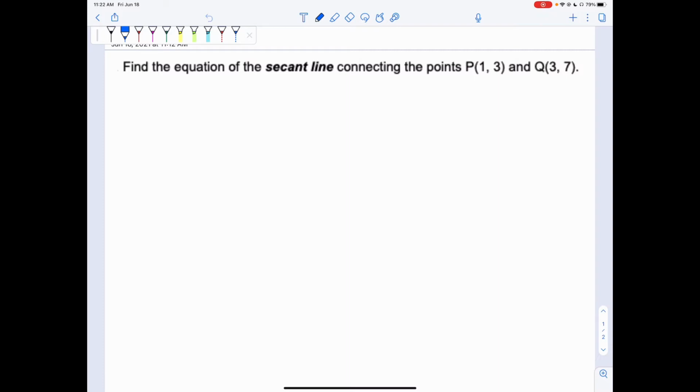Now, if we're finding the equation of a secant line, we've got to think back to our equation of a line, which is y is equal to mx plus b, where m is our slope and b is our y-intercept. Well, how do we solve this? Well, first we can find our slope.